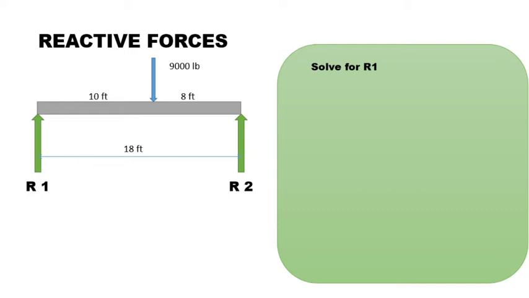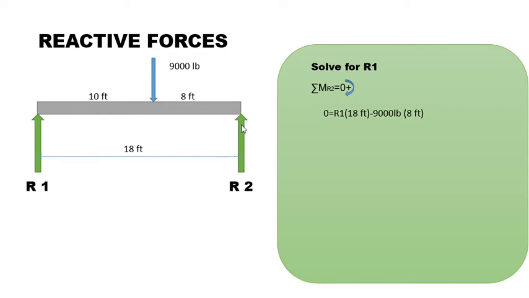This time, this is an unsymmetrical structure, so we're going to use the summation of moments. Since we're going to solve for R1, our pivotal point is at R2. So the summation of moments at R2 is equal to 0, positive clockwise. So 0 is equal to R1, positive because its direction is clockwise, times 18 feet. 18 feet is the perpendicular distance of the force R1 from the pivotal point.